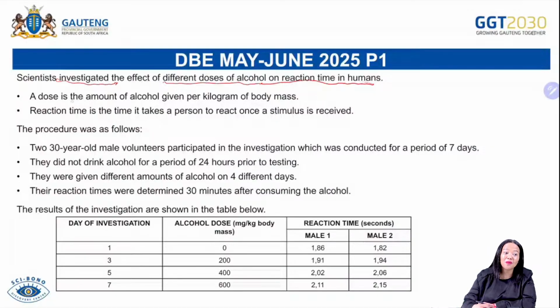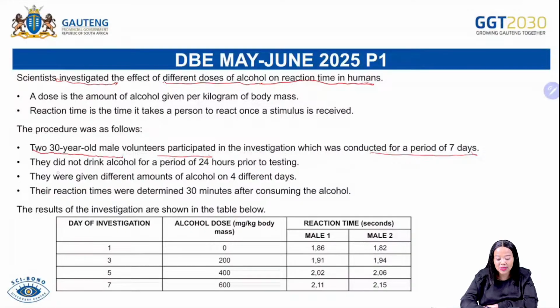Now let's have a look at the procedure. Remember we said from the procedure, that's where you get your controlled variables, and that's when you'll be able to answer questions on reliability and validity. The procedure was as follows. Two 30-year-old male volunteers participated in the investigation, which was conducted over a period of 7 days. This investigation was not just conducted over a period of a day. It was conducted over 7 days. They did not drink alcohol for a period of 24 hours prior to testing.